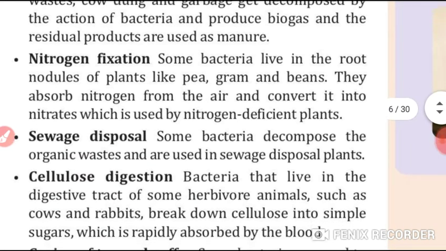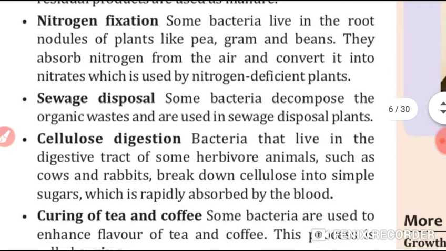manure. Now nitrogen fixation. Students, some bacteria live in the root nodules of plants. Which plants? Like pea, gram, beans. They absorb nitrogen from the air and convert it into nitrates, and it is used by the plants which have nitrogen deficiency.